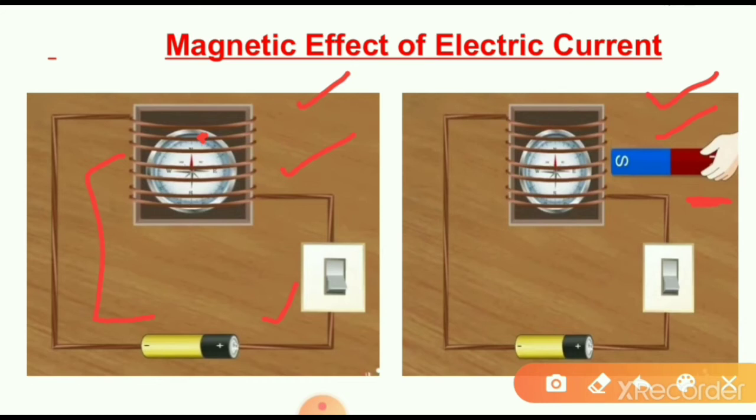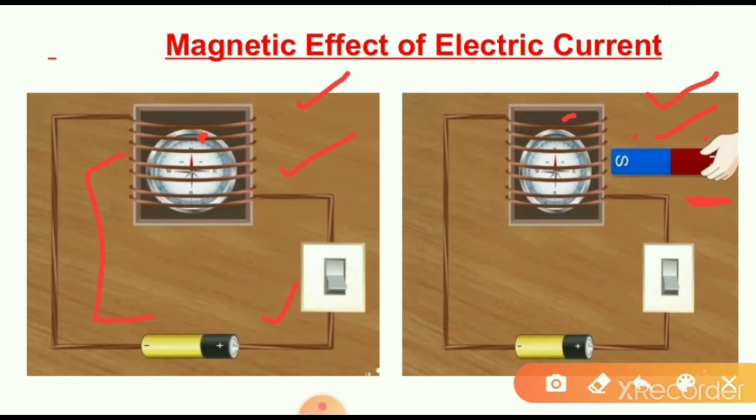A bar magnet has two poles: a north pole and a south pole. Now we bring the bar magnet near the compass. This is the magnetic compass needle, and we can see the compass needle deflecting. When the bar magnet is near, the compass needle is deflected. Now remove the bar magnet.